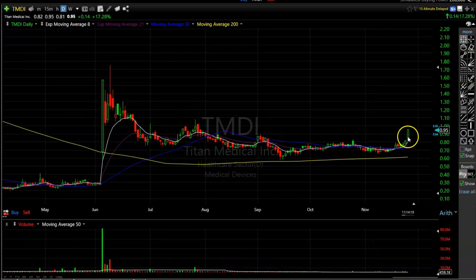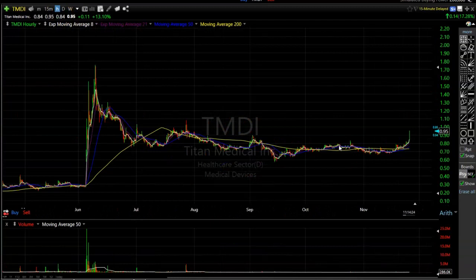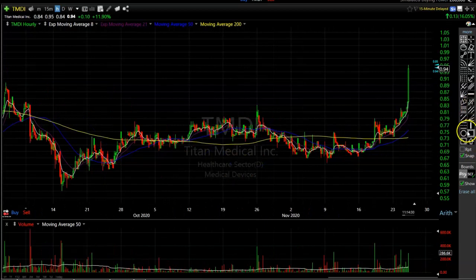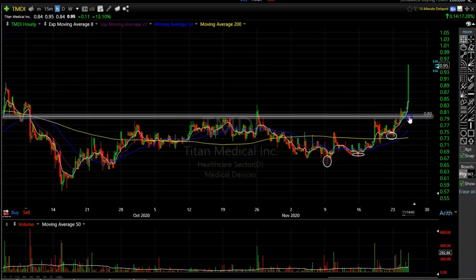Let's go to the hourly chart, and we can see it a little bit better. Back out a little bit, we can see that nice rounded bottom. And if I zoom in, you can see these lows getting higher. And then the move up, and then the touch on the support area. And now it's headed higher.